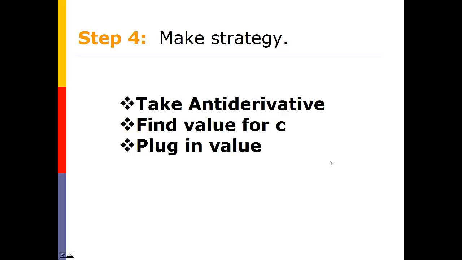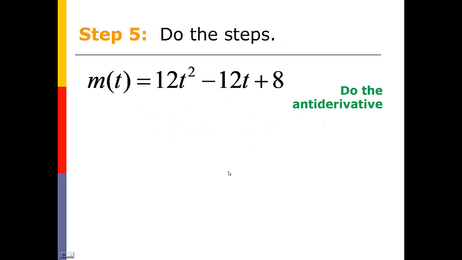And then I'm going to find the value for C, that constant of integration. And then I'm going to plug in the value, that 3.5, to get my number, my membership in mid-2008. All right, so let's do the steps now.